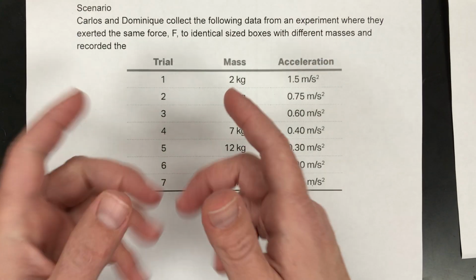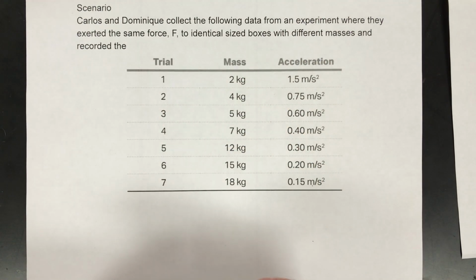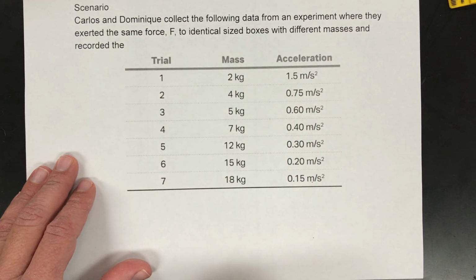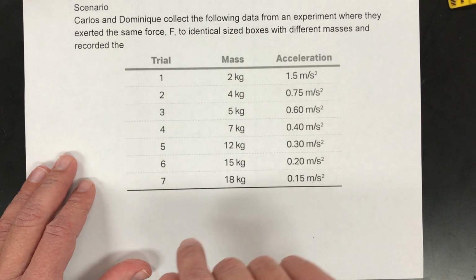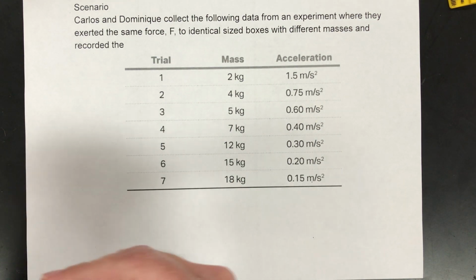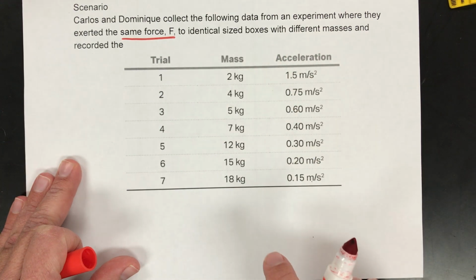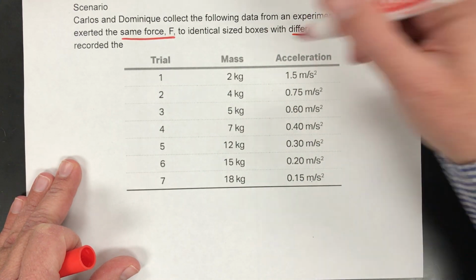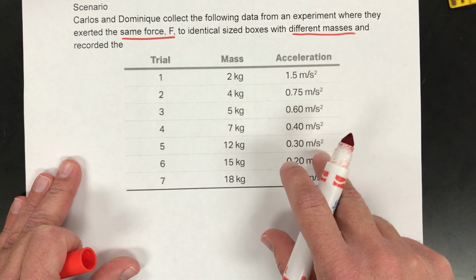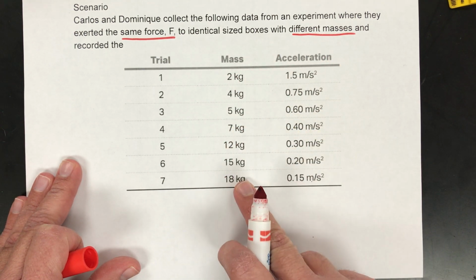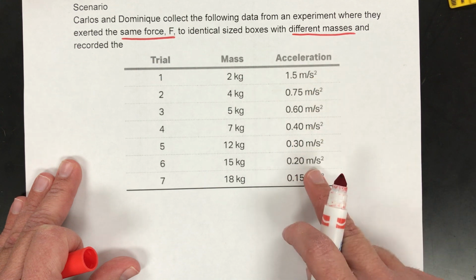Hey guys, it is 2A, relationship between force and acceleration. So they say Carlos and Dominique collect the following data from an experiment where they exerted the same force, that's important, same force, we'll call it F, to identical sized boxes with different masses, and recorded the following here. So they got different accelerations here. So here's our masses here for each trial, and here's our acceleration.